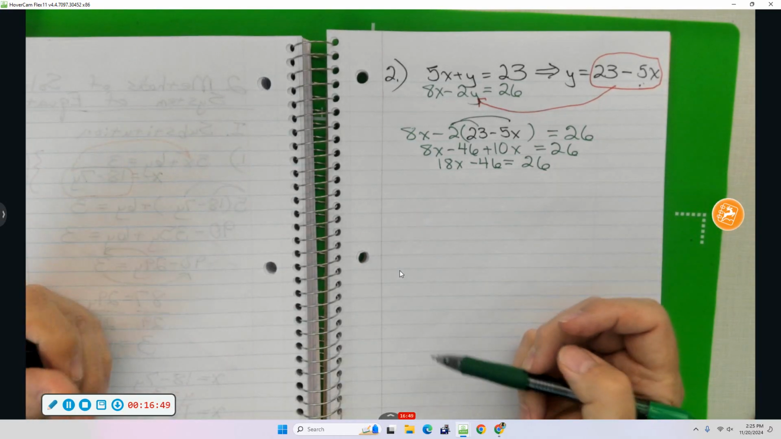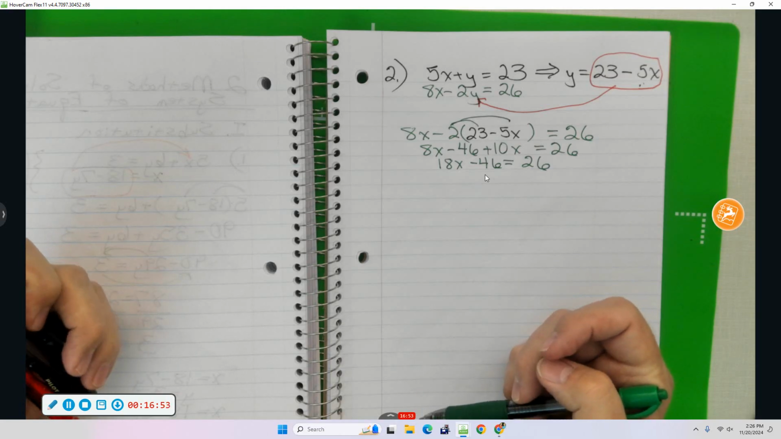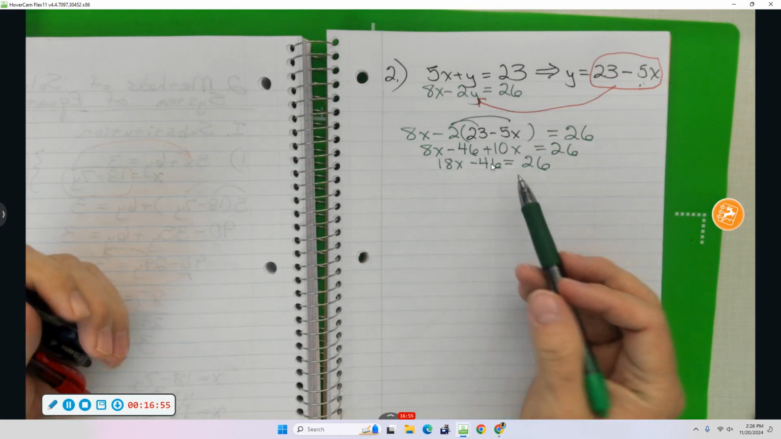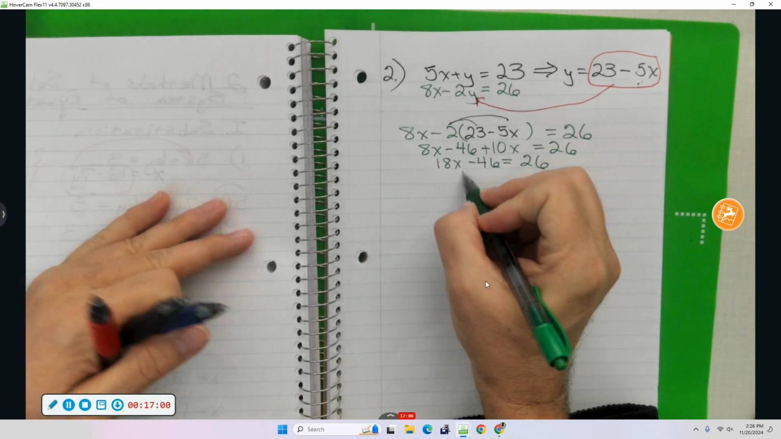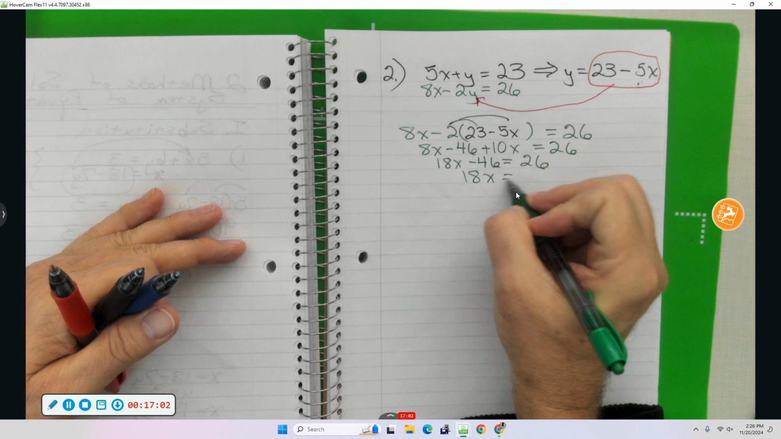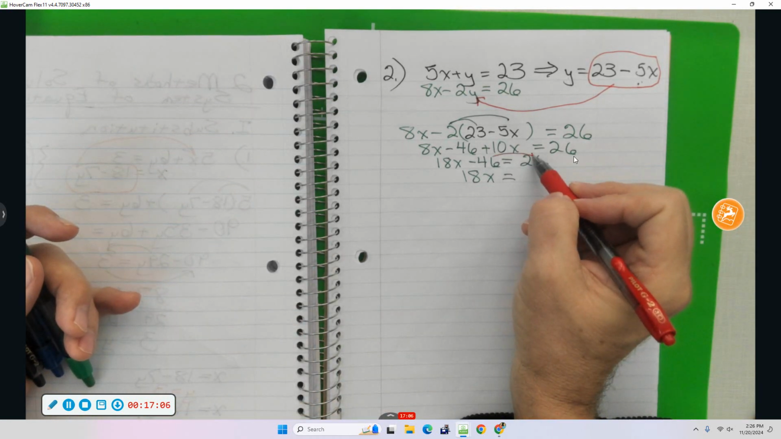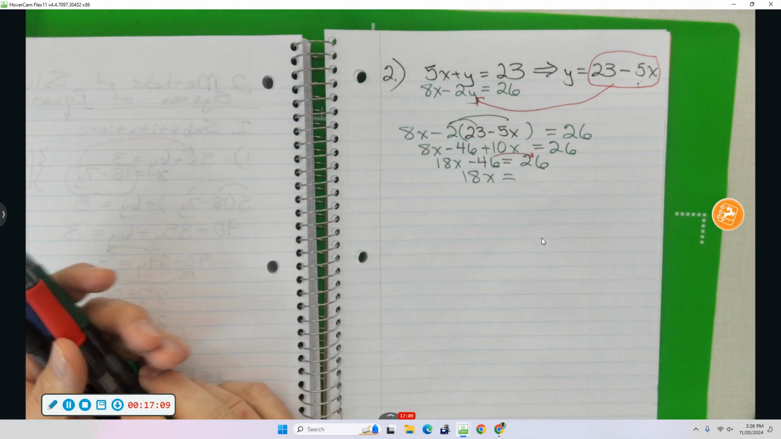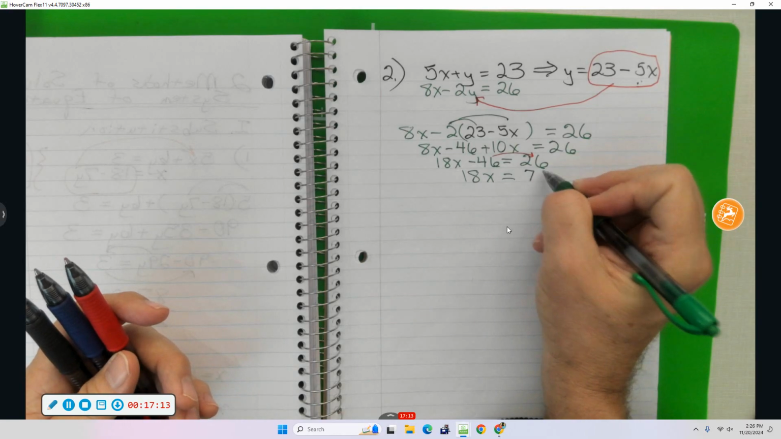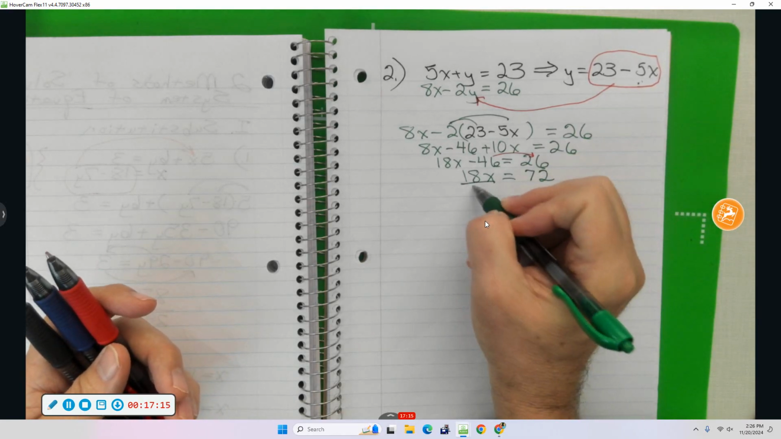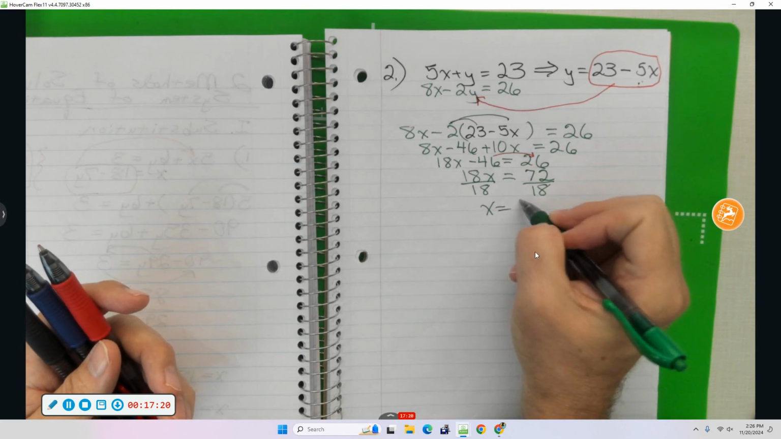Isolating the variable, solving. Okay, what do you think I'm going to do next? Add the 46. Yeah, that's what I'm going to do. So I'll have an 18x equals, I'm adding 46 to both sides. 26 plus 46 gives me, is that a 72? Divide by 18 to give me x equals 4.